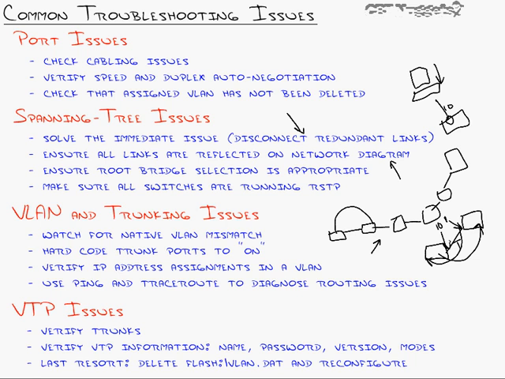Lastly, VTP issues, VLAN Trunking Protocol. Number one, verify your trunks. VTP is used to replicate VLANs, and I mentioned it when we were talking about it before. VTP is not a trunking protocol, even though it's in the name. It just replicates. But the reason it got that name is because VTP only works over trunk links. So verify that you have trunks.